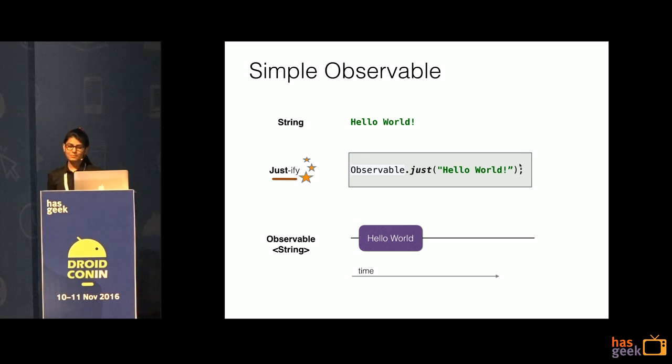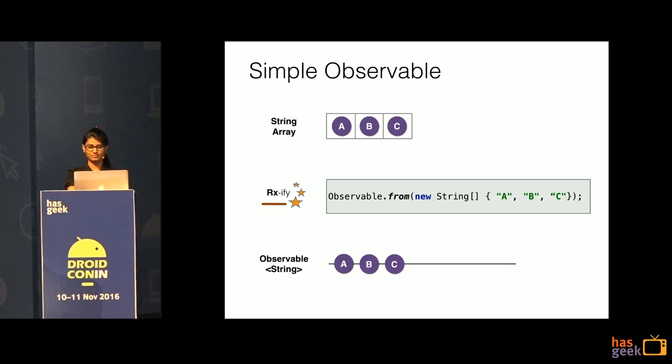So let's create a simple observable now. We have a string called hello world. We're going to use the just spell on it, or you can call it the just operator. From this, we'll get the observable string. So this is a basic marble diagram which shows time on the x-axis, and one item is getting emitted, that is a string hello world, by just using a just operator.